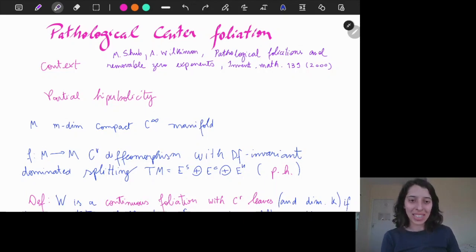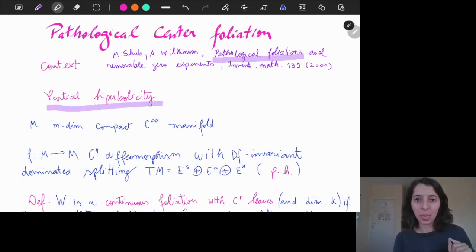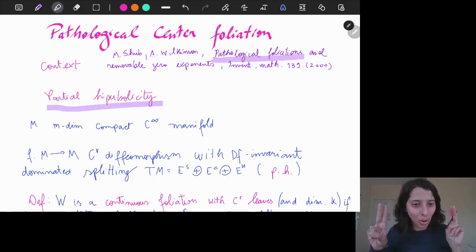Hello, my name is Marisa Cantarino, and today I'll talk about this paper by Michael Chubb and Amy Wilkinson called Pathological Foliations and Removable Zero Exponents. I will focus on the pathological foliations part, and we will get it as a perturbation of a kind of map that is called partially hyperbolic. And this condition of having pathological foliations will be robust.